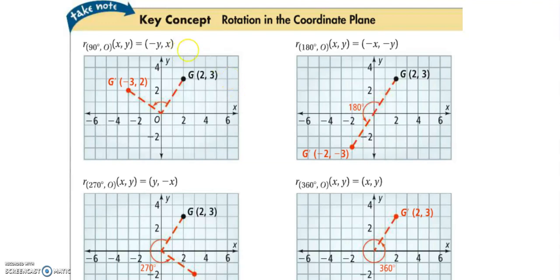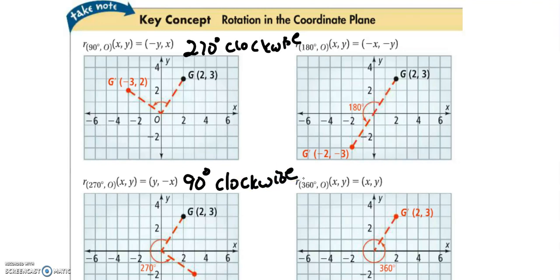Now one thing to pay attention to: 90 degrees counterclockwise is the same thing as 270 degrees clockwise, and 270 degrees counterclockwise is the same as 90 degrees clockwise. So if you think about it, going counterclockwise 270 degrees is the same thing as going 90 degrees clockwise. Going 90 degrees counterclockwise is the same as going 270 degrees clockwise. And a 180 rotation is exactly the same either way.